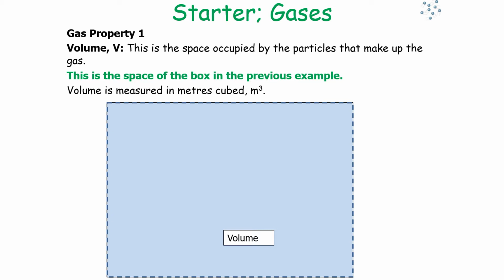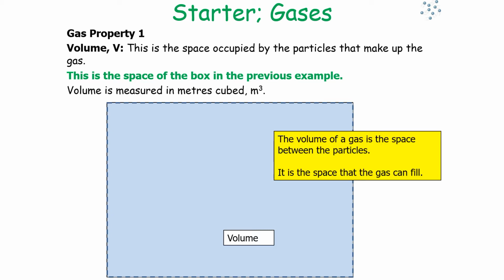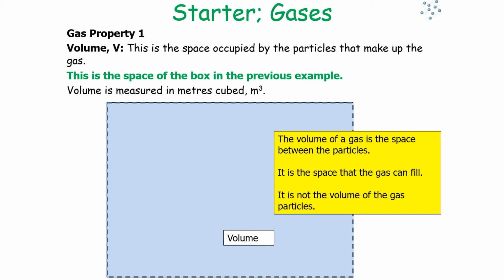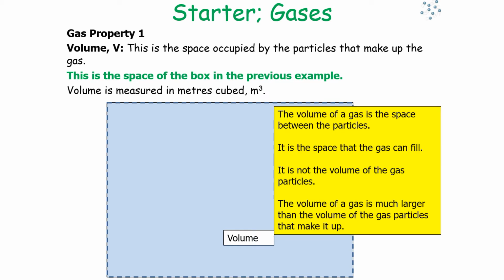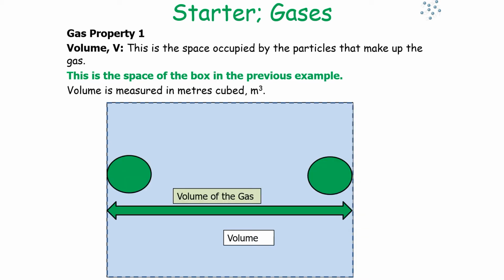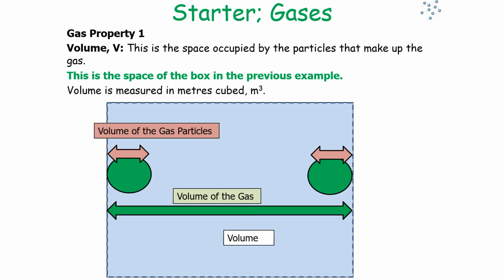The first property we're going to look at for a gas in a closed system is the volume. The volume is the space occupied by the particles that make up the gas. In the previous example, it's the space of the box. Note, the volume of a gas is the space between the particles, the space that a gas can fill. It is not the volume of the gas particles themselves. So it's important to know that the volume of a gas is much larger than the volume of the gas particles that make it up, as shown in this diagram.